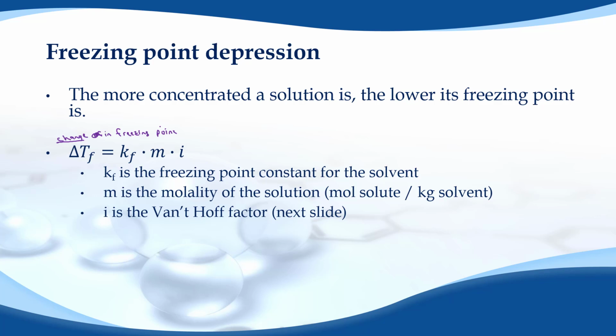Then we're going to multiply that by what's called the Van 't Hoff factor, which is i. I'm going to cover what that is on the next slide, but if you multiply Kf times m times i, it will tell you how much the freezing point will change by, and then you can just subtract that number from the freezing point of the pure liquid to figure out what the freezing point of the solution is.